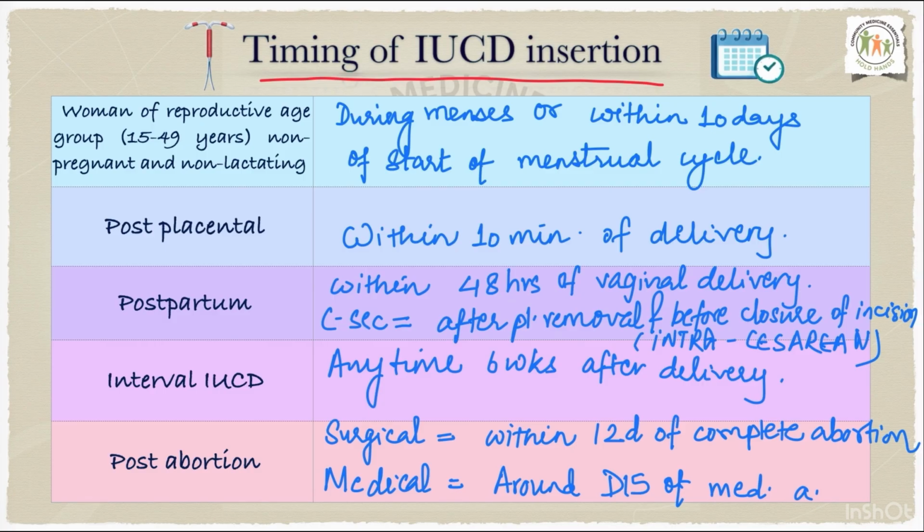So, in non-pregnant and non-lactating women of reproductive age group, IUD can be inserted during menses or within 10 days of start of menstrual cycle. Post-placental insertion is done within 10 minutes of delivery. Postpartum insertion within 48 hours of vaginal delivery. If C-section was done, then after placenta removal and before closure of incision, it is known as intracaesarean insertion. Interval IUCD insertion can be done anytime 6 weeks after delivery. Post-abortion, if surgical abortion was done, then within 12 days of complete abortion. If medical, then around day 15 of medical abortion.